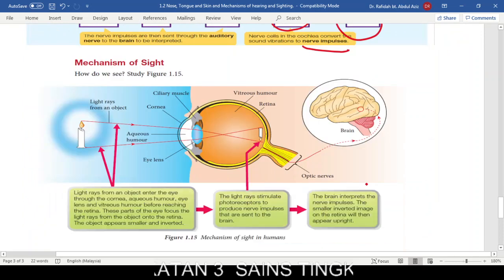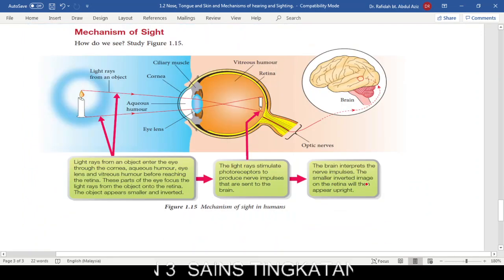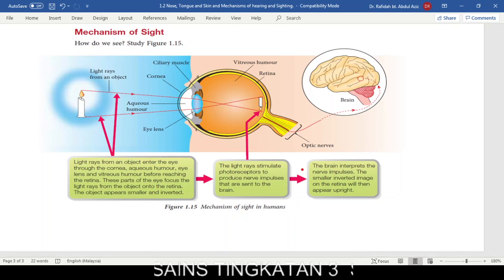Okay, next we look into the mechanism of sight. We have discussed the structure of the eyes as a sensory organ for sight. So now we will look into the process of sighting any object that the eyes look at.